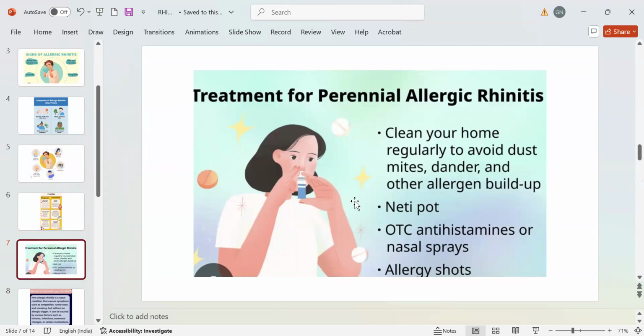Then the treatment: OTC antihistamine nasal drops, chlorpheniramine, pseudoephedrine. These are antihistaminics. And allergy shots are given by a physician. Physicians are the actual doctors for the allergy part, and ENT doctors will do the nasal and throat part.